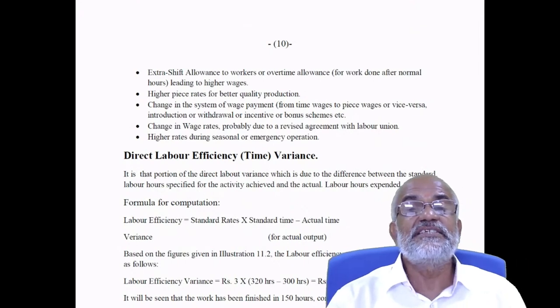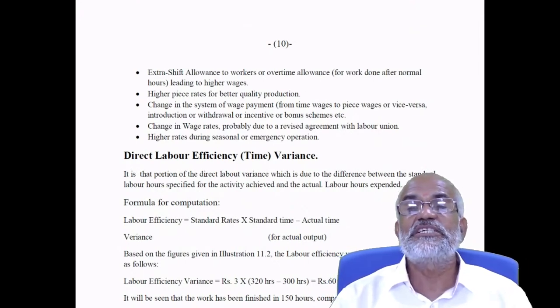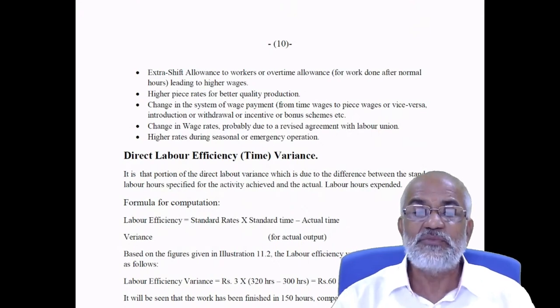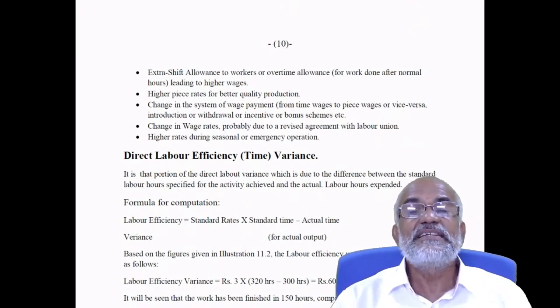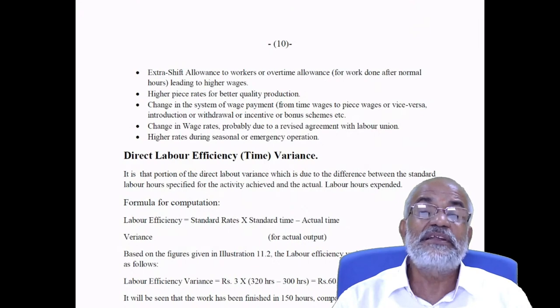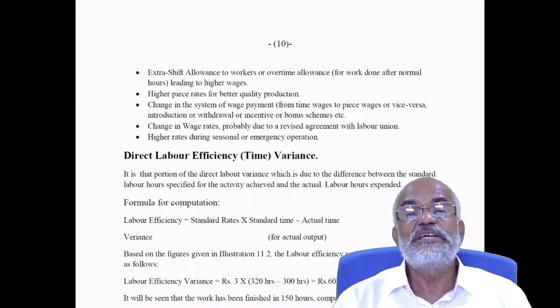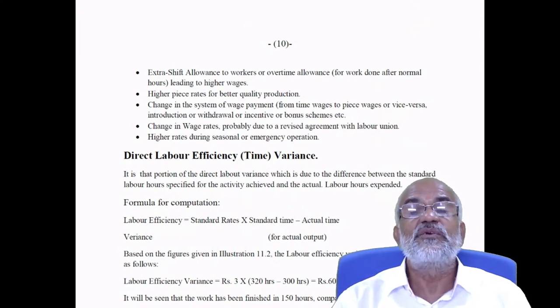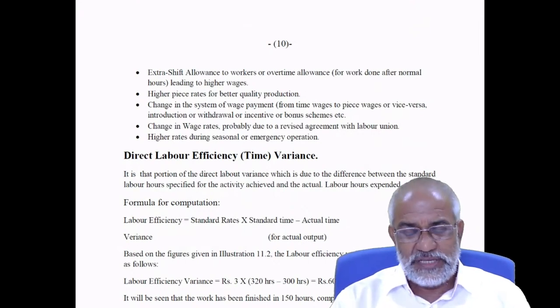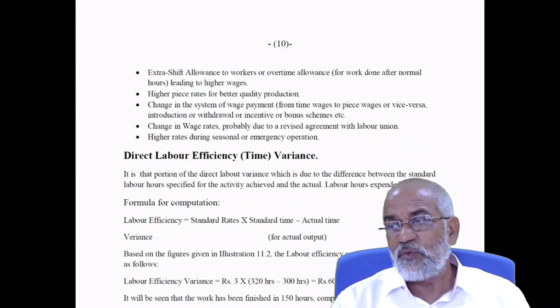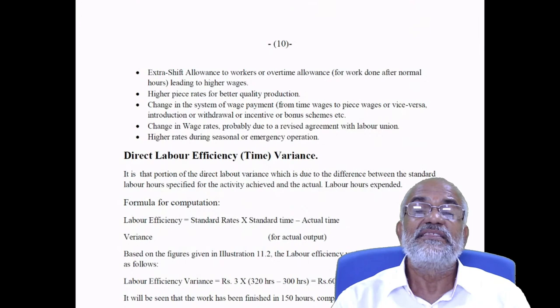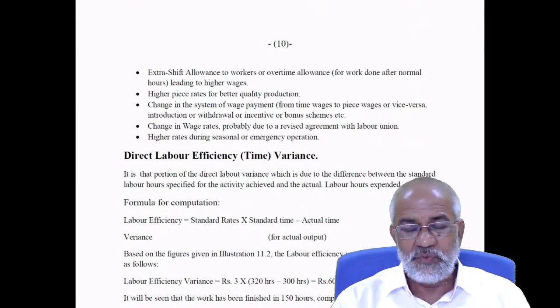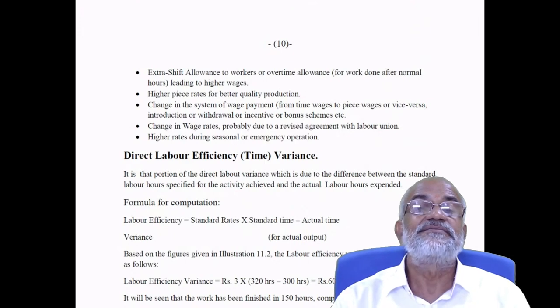The next reason is change in the system of wage payment. That means from time wages to piece wages, or from piece wages to time wages. When there is a change in the system of wage payment, that will also result in the direct labor rate variance. The next reason is change in wage rates, probably due to a revised agreement with the labor union. When the management enters into a fresh agreement with the trade unions, then obviously there would be a higher wage rate to be given, and higher facilities to be provided to the workers and laborers, and that is the reason why there would be a variation in the direct labor rate.